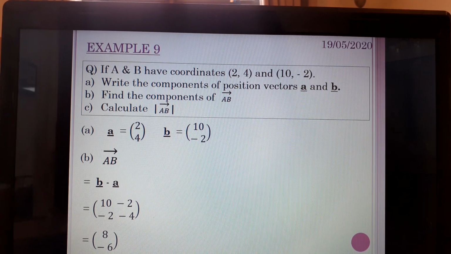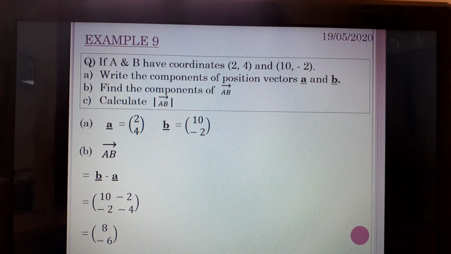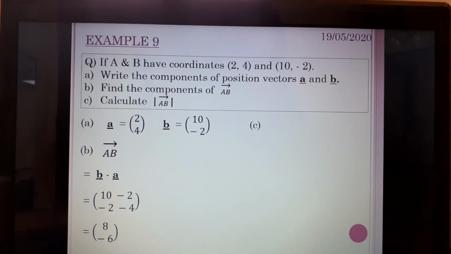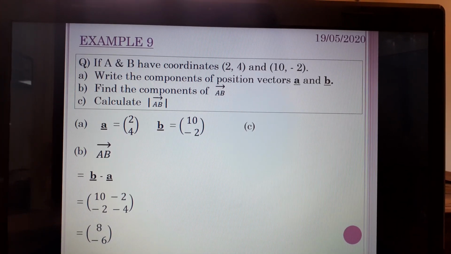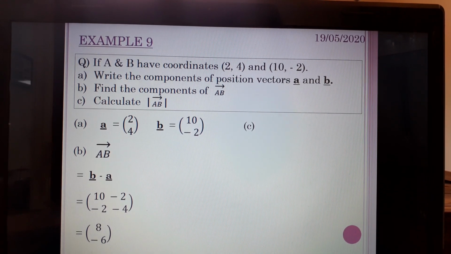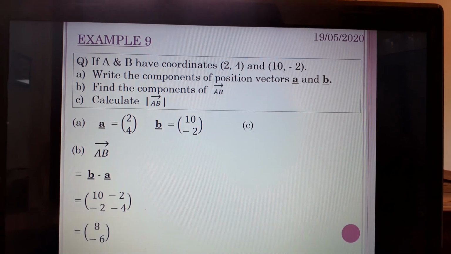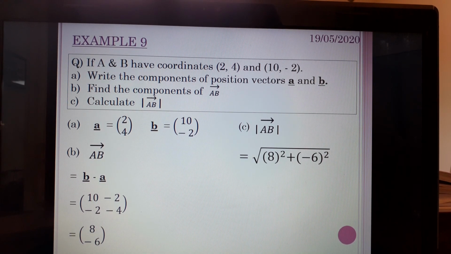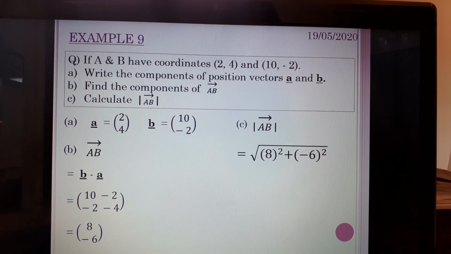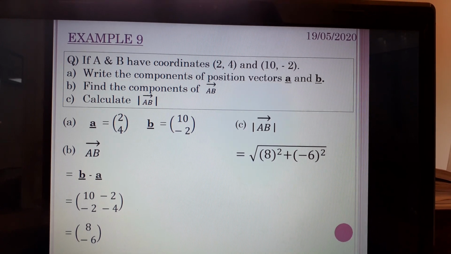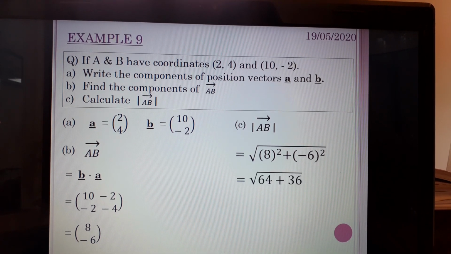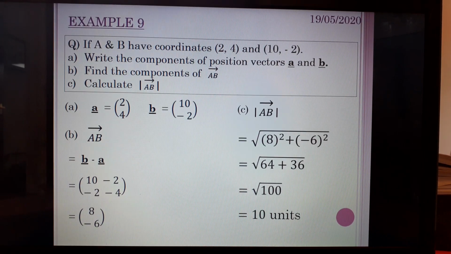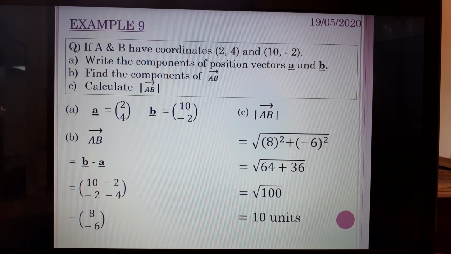Okay, now the last part of the question is not anything new, that's just a magnitude question. So calculate the magnitude of A to B. You had to make sure you found what the vector AB was first of all. And then the magnitude of that is based on the vector AB. So you would just do your usual magnitude formula working. 8 squared plus negative 6 squared. And that gives you a size, a magnitude of 10 units.